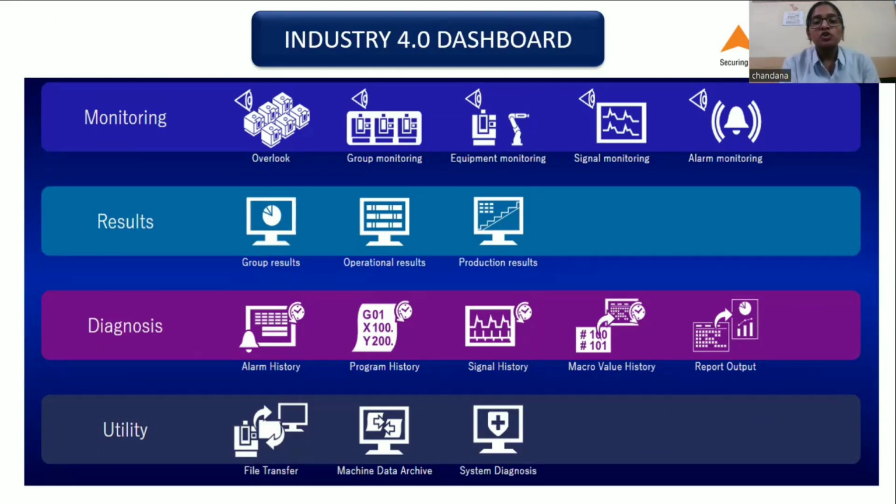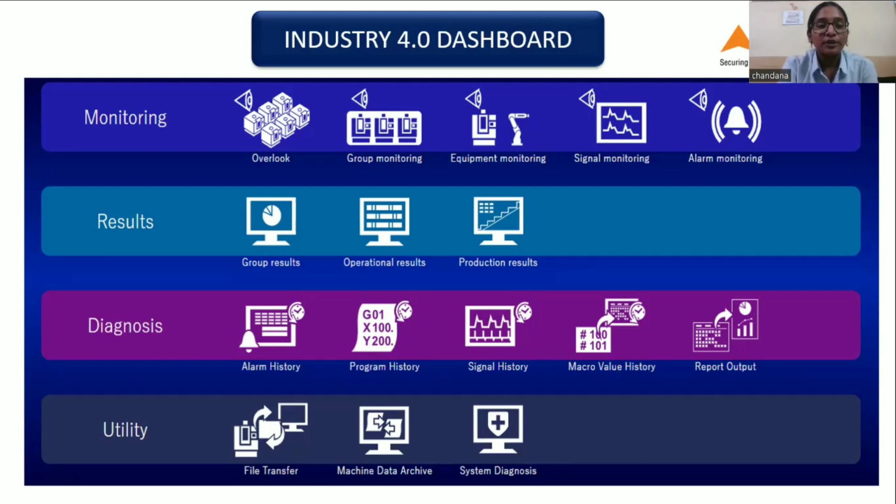Next, we have results. Results are basically used for checking the production in specific machines or even in group machines. Next, we have diagnosis. Diagnosis is a part where we can find any alarm or any breakdown in the machine. In case today there is a production of 100 by a machine and the next day it's 90, using diagnosis we can find where the machine has broken down, where there's an emergency, or where the machine has stopped. Next, we have utility. Utility is used basically for file transferring, saving, or accessing any data.